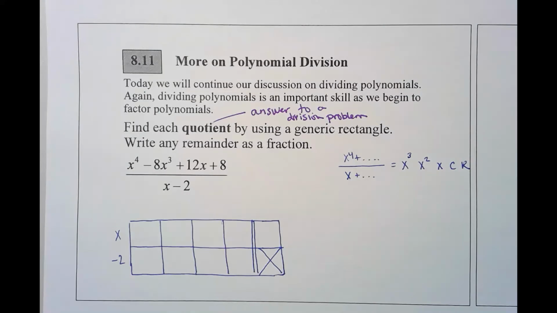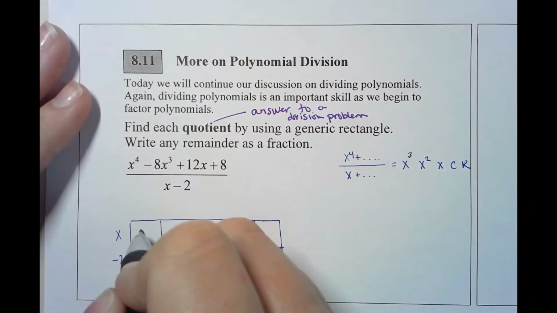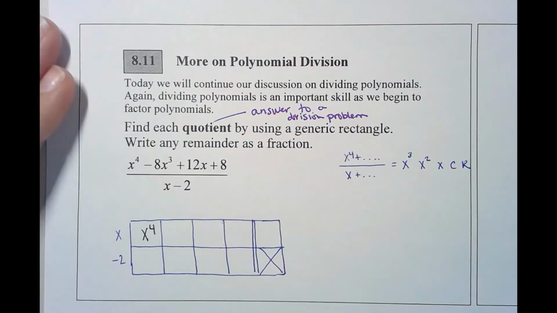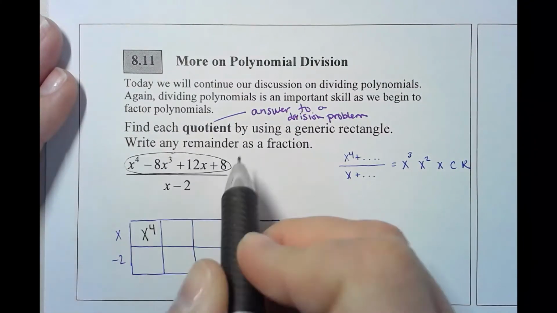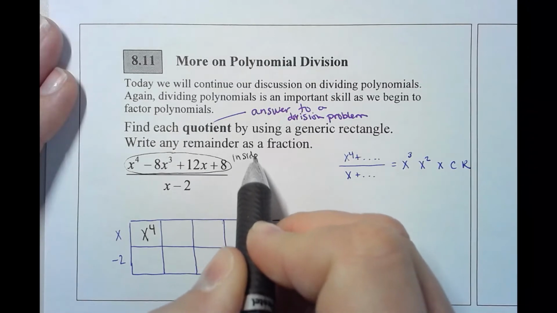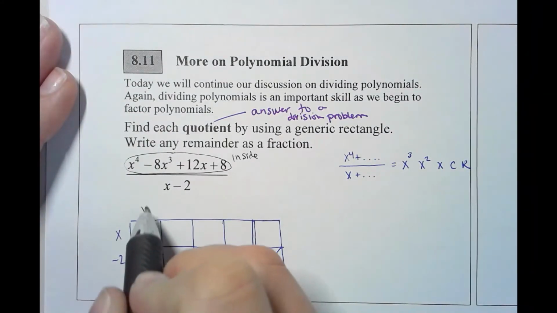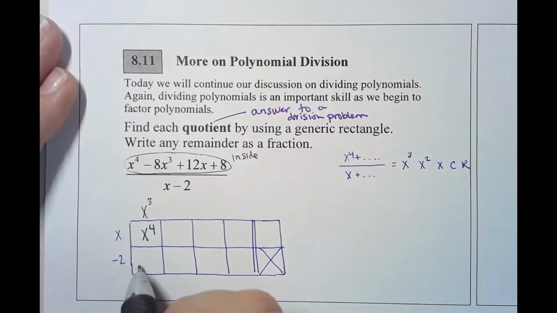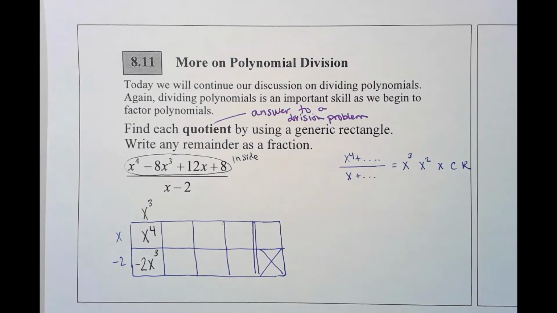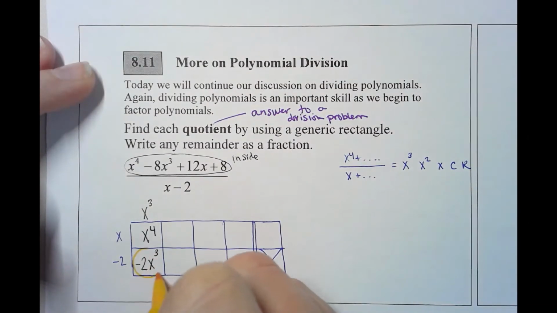All right, let me get some other markers out here like I used in yesterday's lesson. All right, so here we go. Let's just start in here. We know our first term is x to the fourth, right? This is what goes inside the box. And so we need an x cubed above it. And x, now we'll fill down. X cubed times negative 2 is negative 2x cubed. All right, so that starts for us that diagonal.